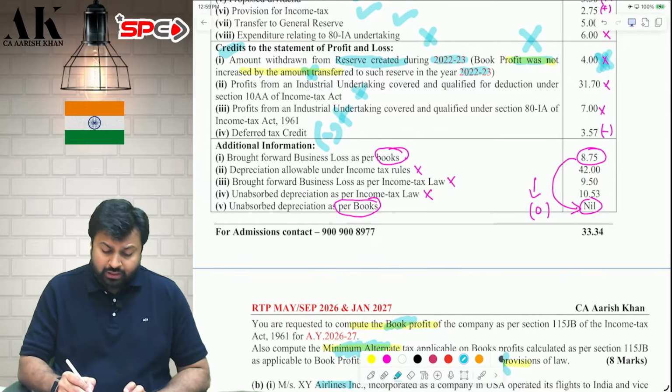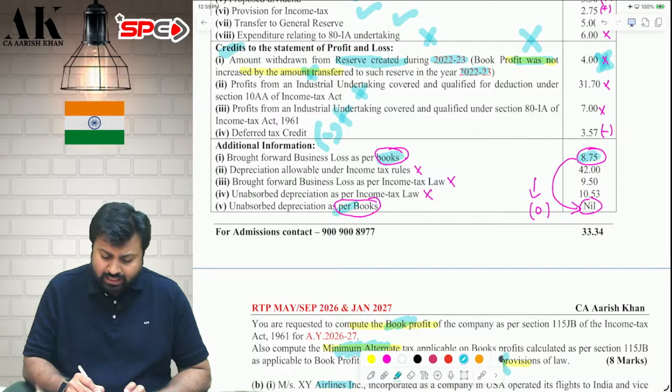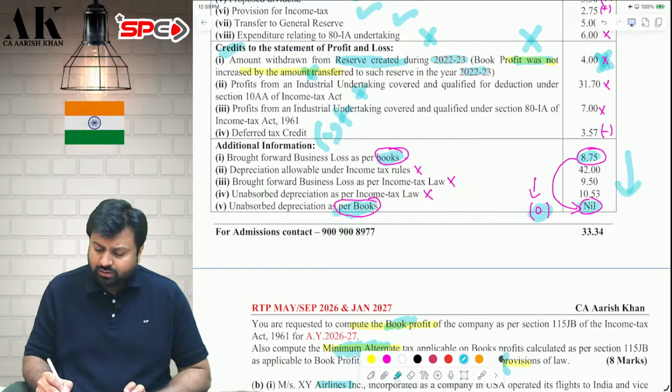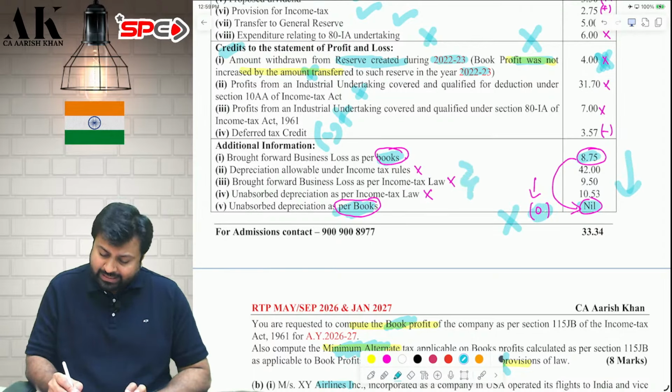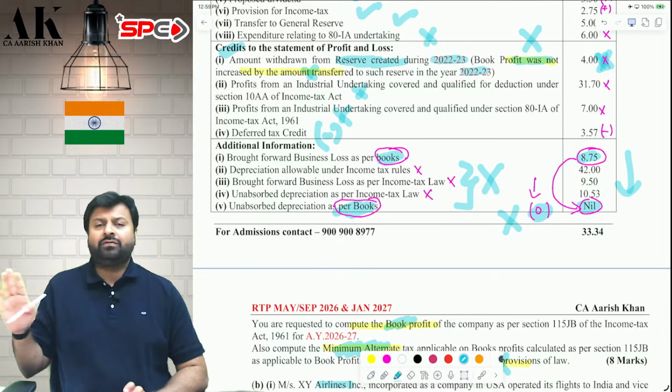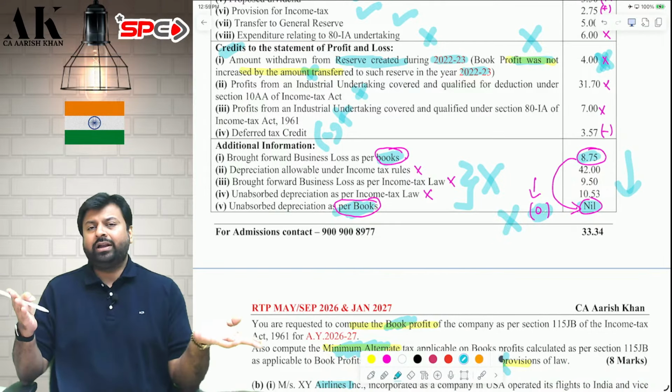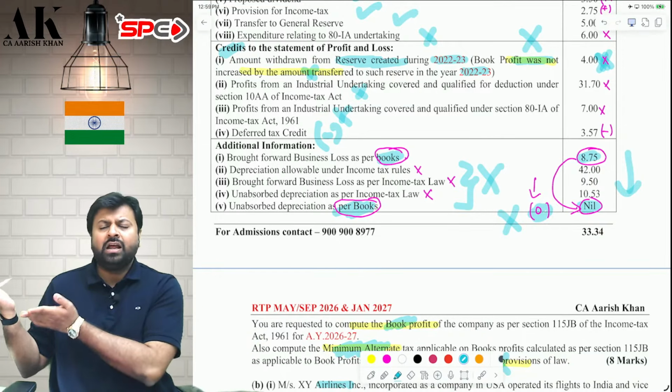Last but not least, you have a business loss as per books of 8.75 lakhs and you have an unabsorbed depreciation as per books of accounts 0. Whichever is lower is 0. Therefore, nothing will be allowed as deduction. The rest of the three items are not eligible for MAT. They are not relevant for MAT. They will be helpful in calculating the provisions of tax as per normal provision.